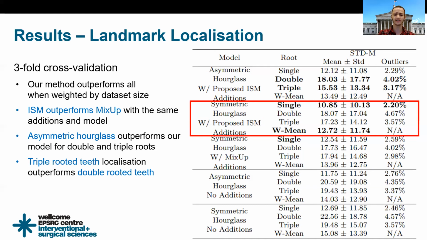As you can see, the triple rooted teeth have better landmark localization than the double rooted teeth, which is curious considering they have less than half the data set size, and this is discussed in the next slide. And also it's important to note that all of our additions and our ISM and mix-up all increase the accuracy of our landmark localization, which is as expected.